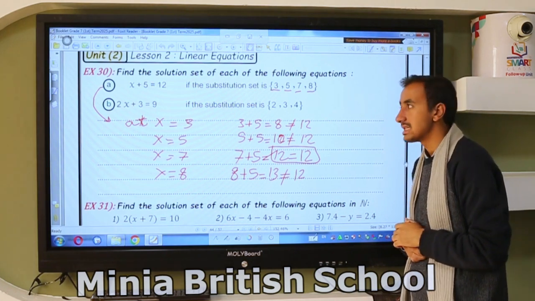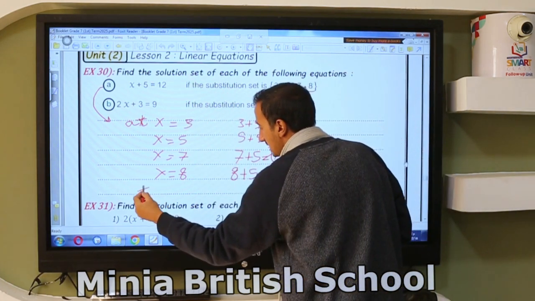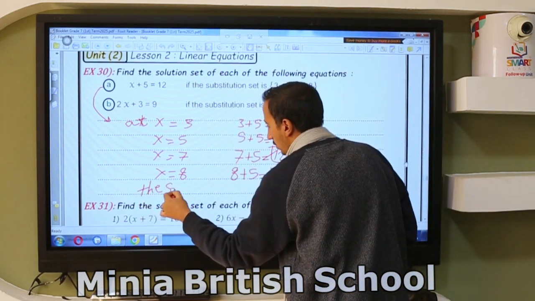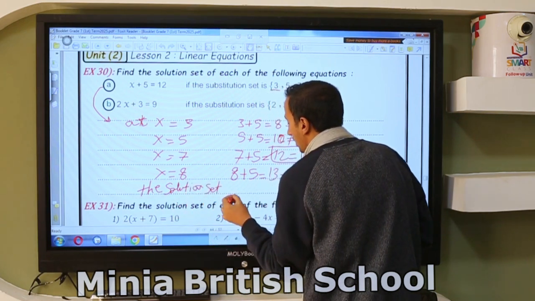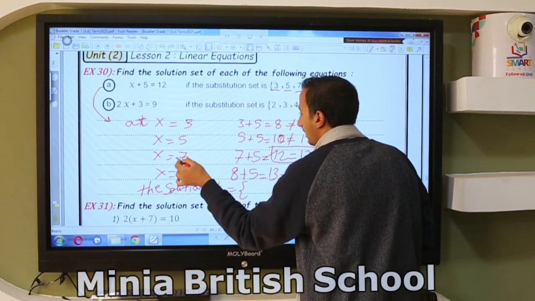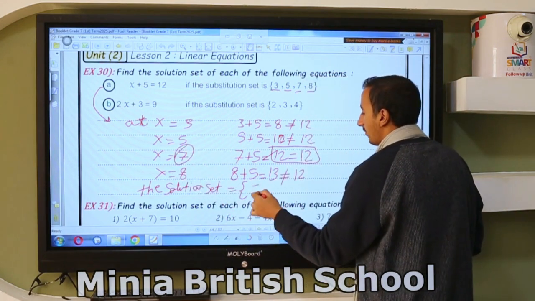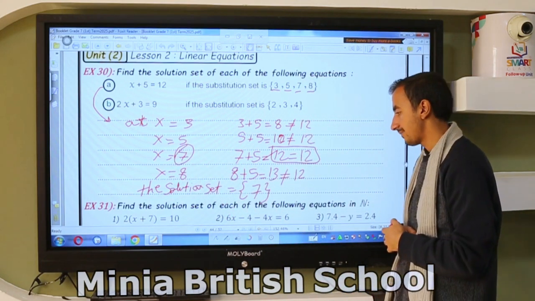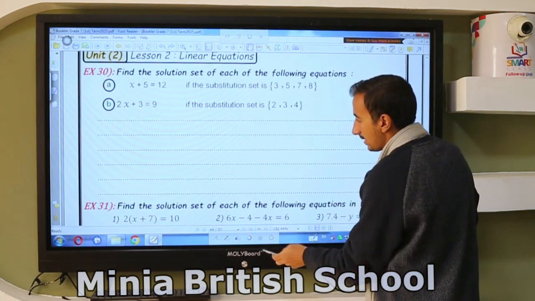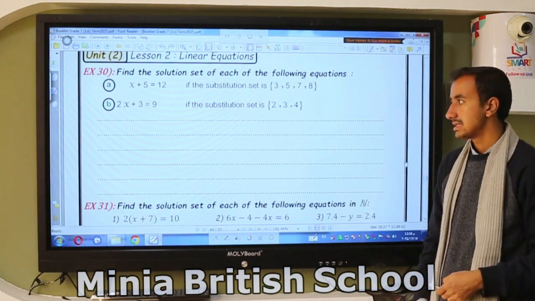So the solution set equals 7. The number x satisfies this correctly. Okay? Yes. This is the solution set.